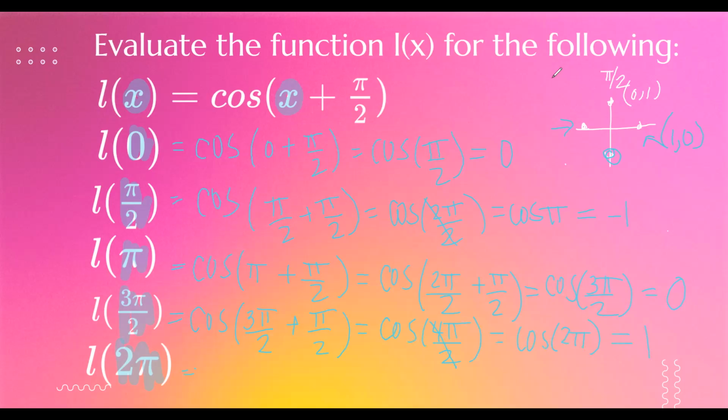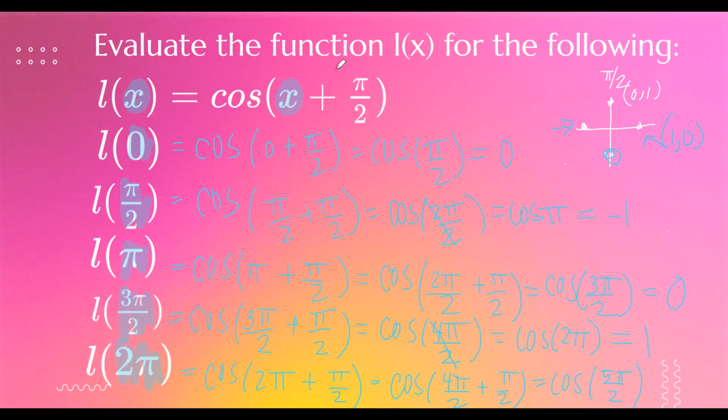And lastly, L of 2 pi. Cosine of 2 pi plus pi over 2. Getting a common denominator, that would be cosine of 4 pi over 2 plus pi over 2. So that gives us cosine of 5 pi over 2. Our unit circle does not have 5 pi over 2. What are we going to do?